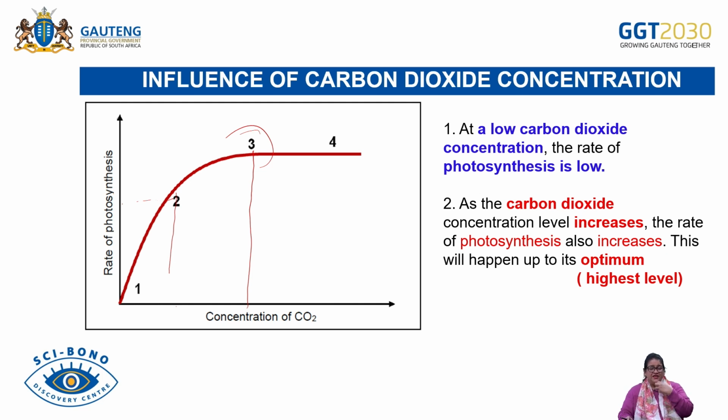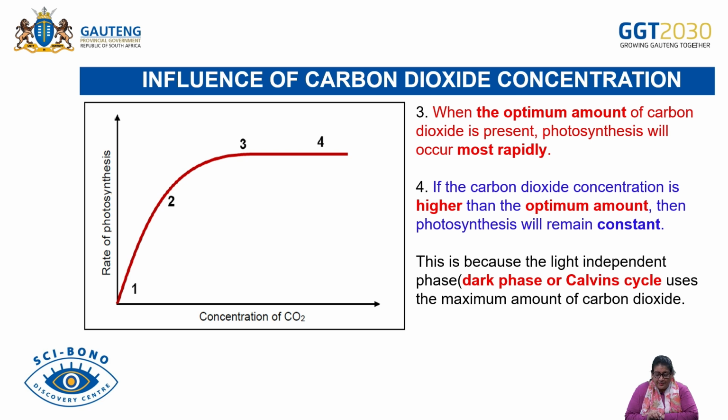We want to know the effect of the factor that we're controlling, the independent variable. What influence does it have on the factor we want to measure, the dependent variable? So the rate of photosynthesis depends on how much CO2 is available for the plant. So as the CO2 concentration increases, the rate of photosynthesis also increases. This will happen up to its highest level, which we also call the optimum level. Okay, do you all understand that, learners? Right. Now let's go to the next factor.